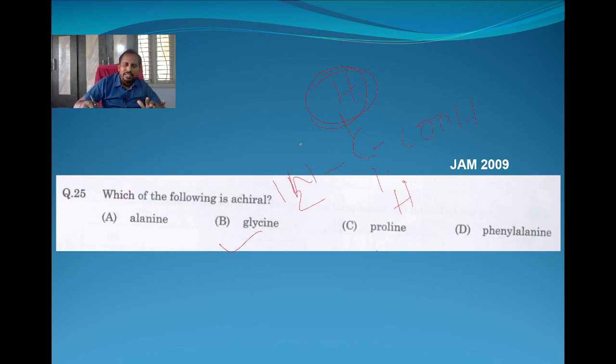But other than glycine, in all other 21 amino acids, this hydrogen is replaced by some different group. So as this carbon is surrounded by 4 different groups, this carbon is nothing but a chiral carbon or stereogenic center. So this is an asymmetric carbon. That's why all the amino acids are chiral in nature except glycine. So glycine is achiral in nature among all amino acids.